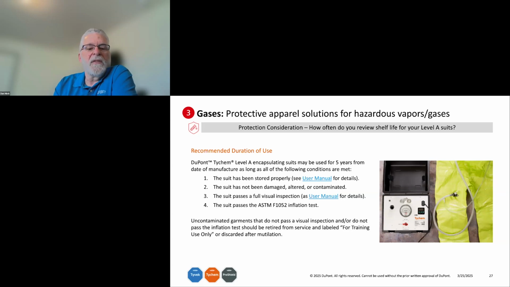Uncontaminated suits that don't pass a visual or inflation inspection can be used for training. It's always nice to have level A suits to train in rather than your live fire suits. You don't want to train in those for obvious reasons. You can damage them, and you don't want to have to rely on a suit that's been worn if you're going into a hot zone. So we really recommend that after 5 years, and one of the reasons is we don't manufacture the tape, we don't manufacture the gloves, and so a lot of those components have shelf lives on them. And so we kind of default to that.